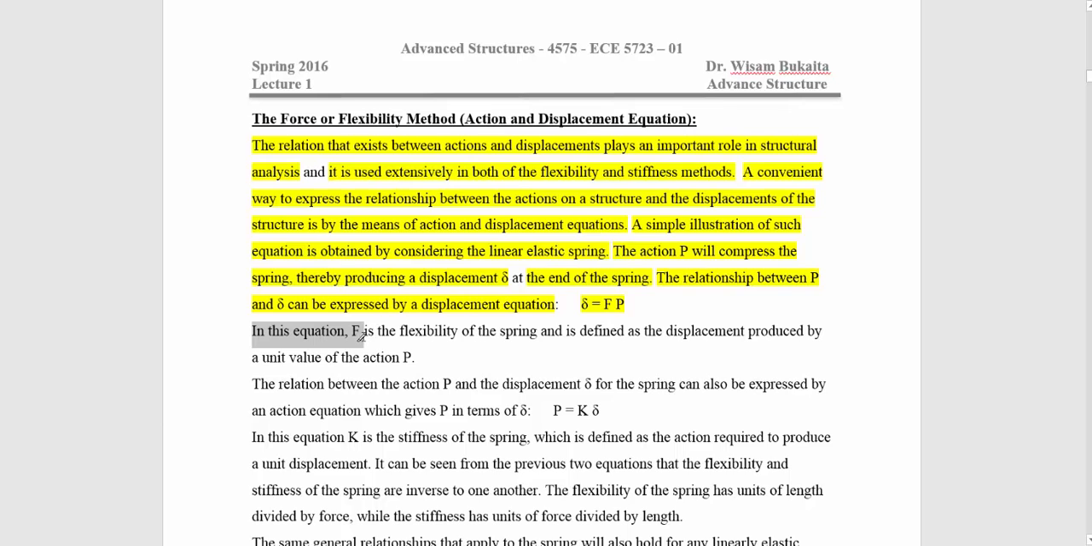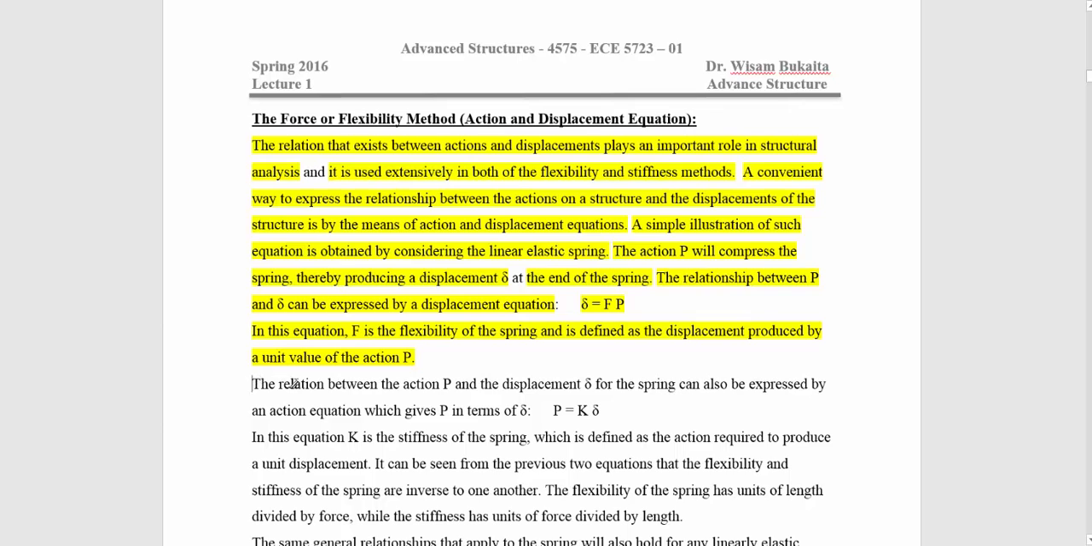F is the flexibility of the spring and is defined as the displacement produced by a unit value of the action P. So the unit for the flexibility is displacement per unit force, like meter per Newton, inches per pound. So it is unit displacement per unit force.